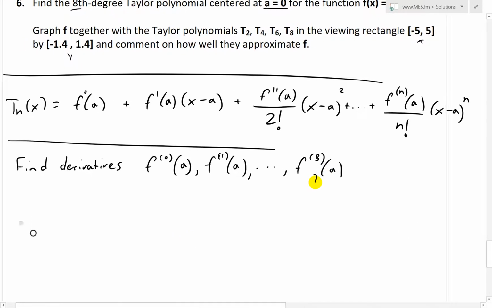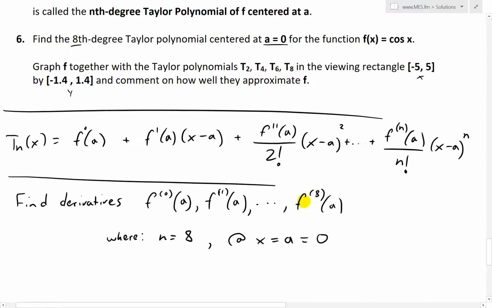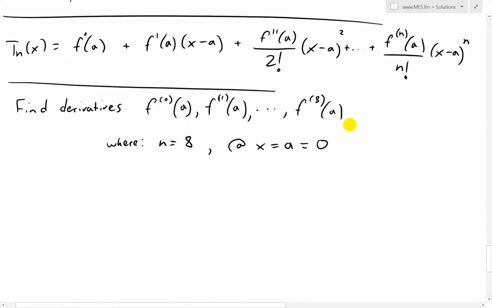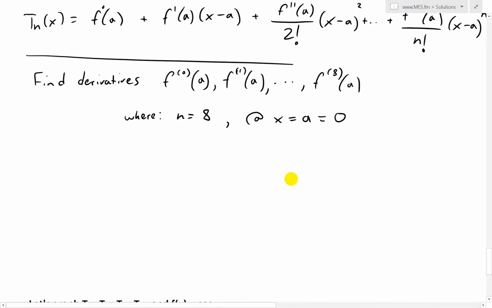And then this is where, I'll just write where n equals 8 is what we want, and at x equals our a value, which equals 0. So we're asked to do it centered about 0. So let's go ahead and do this.